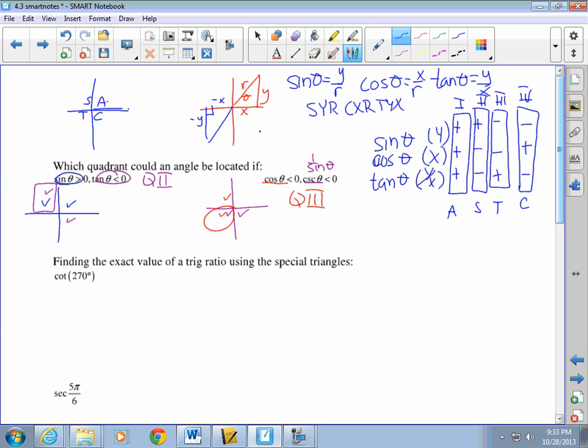So that little trick, the SIN CIS or TAN, and then the CAST rule, is helpful when you're answering questions like the ones that are going to follow, where they want you to find the exact value of a trig ratio using the special triangles. So remember, your special triangles are those 30, 60, 90 triangles and the 45, 45, 90 triangle.